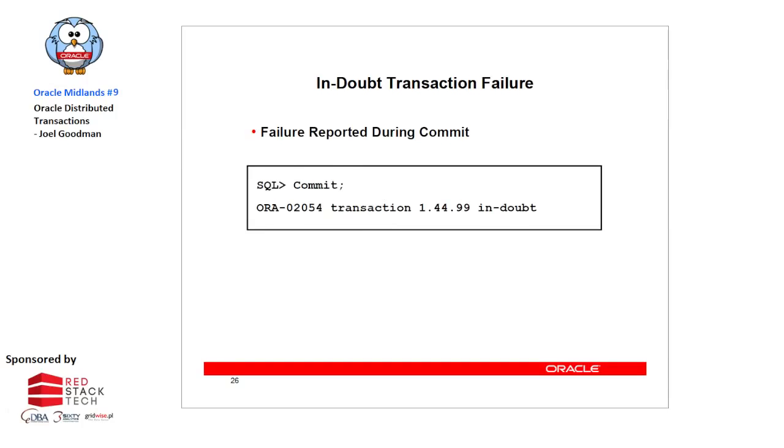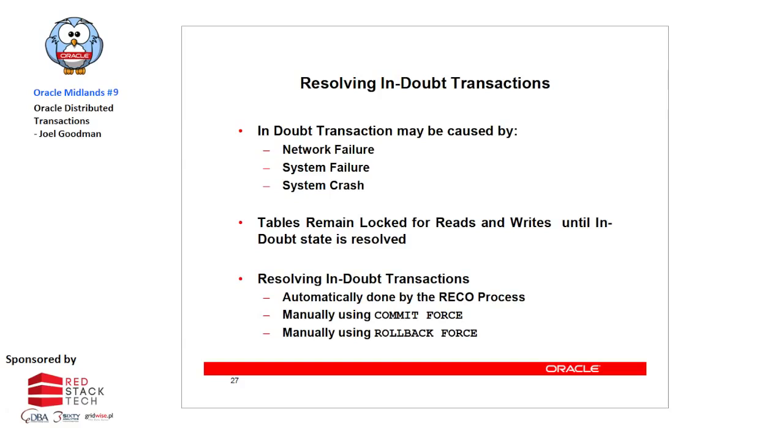Anyway, look, resolving in-doubt transactions. They can be caused by various things, and there are some examples. Tables remain locked until this is resolved. So the worst case scenario is that you've got a business critical system which you can't query, you can't update, nothing until you resolve this. That's why you need to have this as part of a strategy, so that you know what to do if this occurs. Now there is a background process called RECO, the recoverer, and its job is to automatically resolve things.